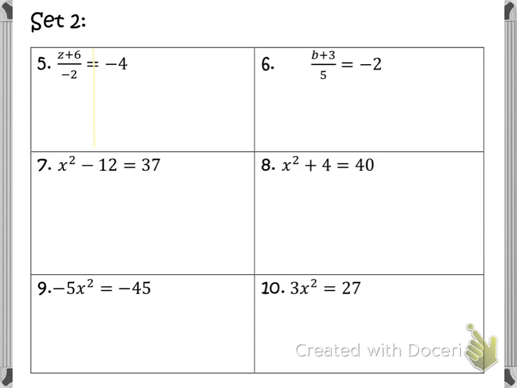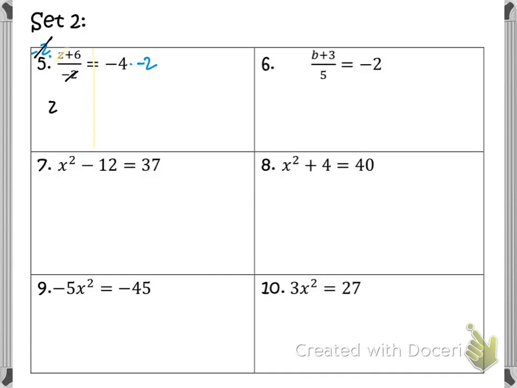The issue here is that we can't do that because the z plus 6 part is a part of a fraction. So if it's a part of a fraction, we have to get rid of the fraction first. So to get rid of the negative 2 on the bottom, I'm going to go ahead and multiply by negative 2 to both sides. And by doing that, I'm able to cancel out that denominator, the bottom number of the fraction.